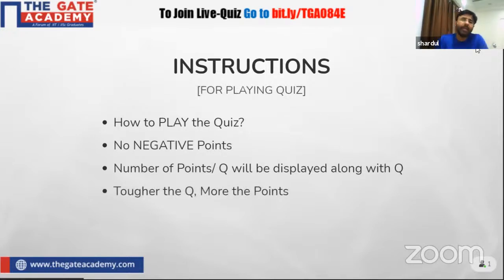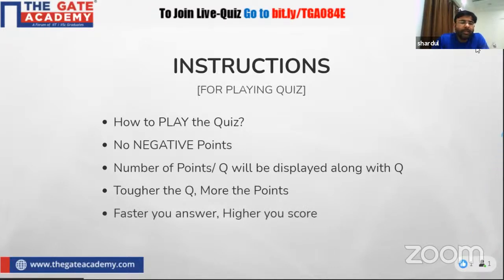Next thing is, the tougher the question, the more the points. We'll be solving around 5 questions from geotechnical engineering. The higher the level, the tougher the question will be, the more points it will carry. The last thing, the faster you answer, the higher you'll score. As soon as you read the question, just try to attempt that question as soon as possible. If you require less time to answer that particular question, you'll score more for that particular question also.